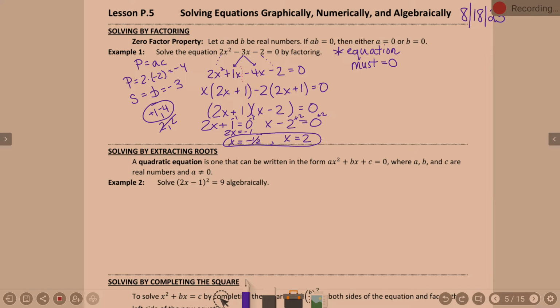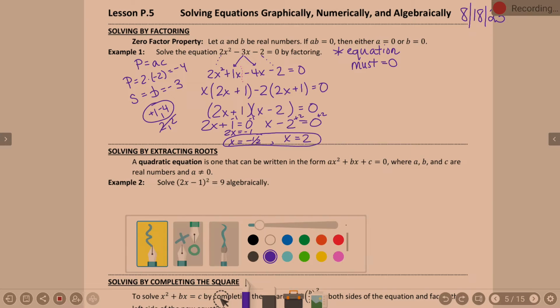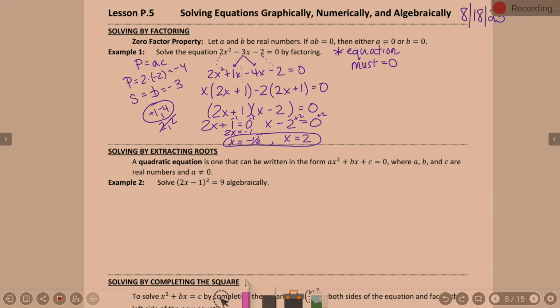But solving by extracting roots, do you guys remember what this means? My hint is that 2x minus 1 quantity squared is a perfect square. Yeah, take the square root of both sides. 9 happens to be a perfect square, it wouldn't have to be. But when you have a set of parentheses squared here, one option is that we can solve using square roots. So when they say solve by extracting roots, that's fancy terminology for solve using square roots.